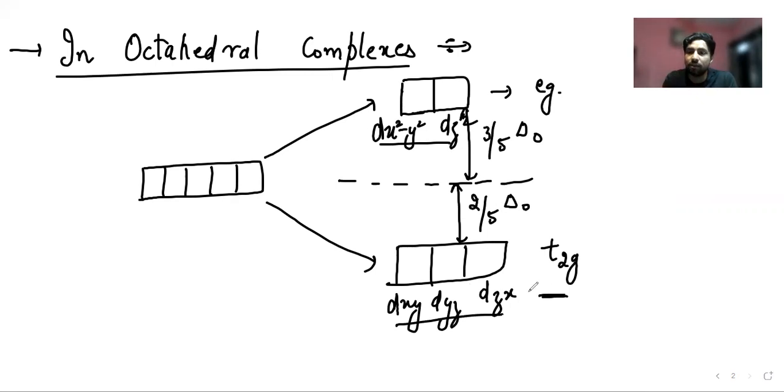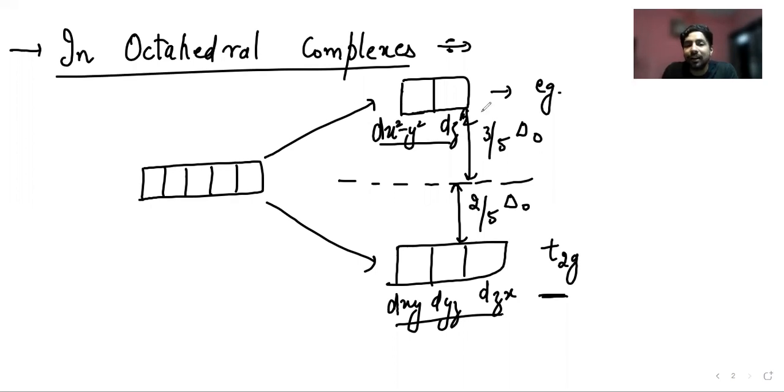What is the reason for that? See, the reason for this is that these orbitals are lying on the axis. They lie on the axis, and when the ligand approaches, there are repulsions. A lot of repulsions happen. Now if there are repulsions, stability will be less and energy will be higher.